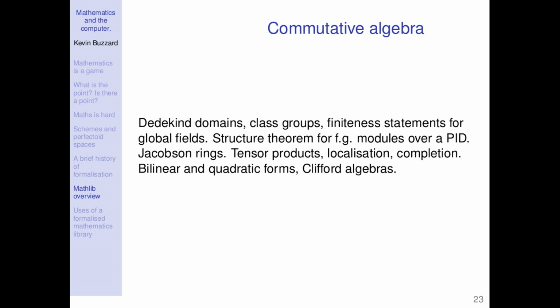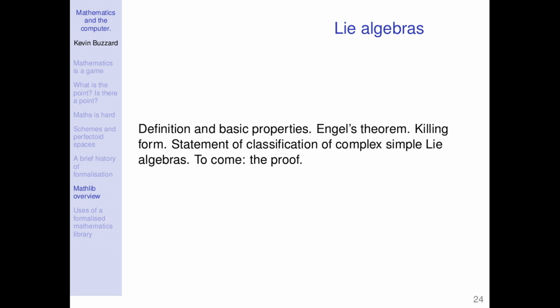But all of this stuff is sort of a dream to do. It's very easy to do commutative algebra, and Lie algebras as well, just the same thing. We have the statement of the classification theorem of complex simple Lie algebras, and somebody is working on the proof now. So give us a few months, we'll have a proof.